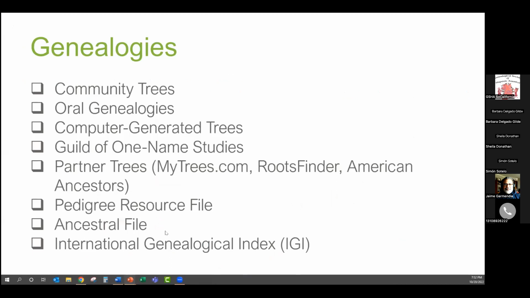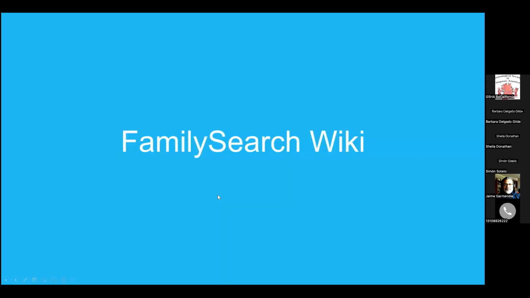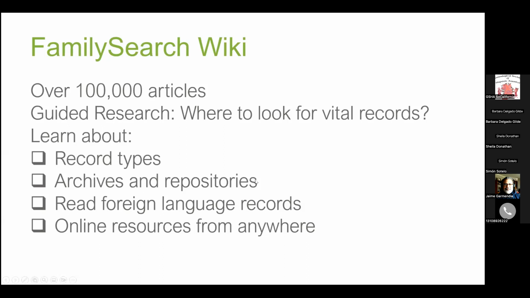All right, last but not least, let's talk about the FamilySearch Wiki. There are a lot of cool things that you can find in the wiki. There are over 100,000 articles on genealogical related topics. There's what we call guided research, which, for certain countries and areas, will guide you to the best possible records that you can search for your ancestor. It's a place to learn about record types, archives and repositories, get some help reading foreign language records, and to find online resources from anywhere in the world. So let's go ahead and take a look at that.